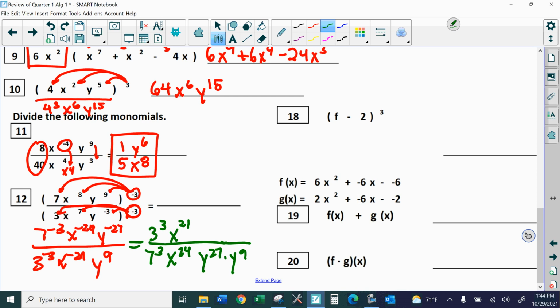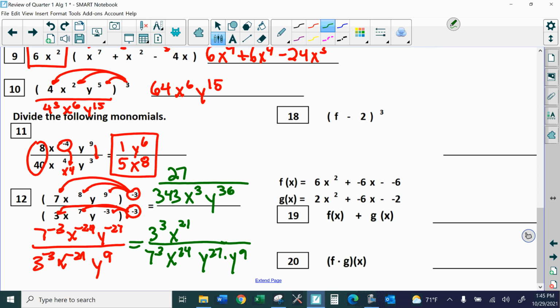Okay, so now I can get my answer from here. 3 cubed is 27. Where do I have more x's, in the numerator or the denominator? Denominator. How many more do I have? 3. I have 7 cubed down there. That's 343. You can put it in a calculator. And where do I have all the y's? In the denominator. How many do I have down there? 27 plus 9 is 36. And there's your answer. Exponent rules.